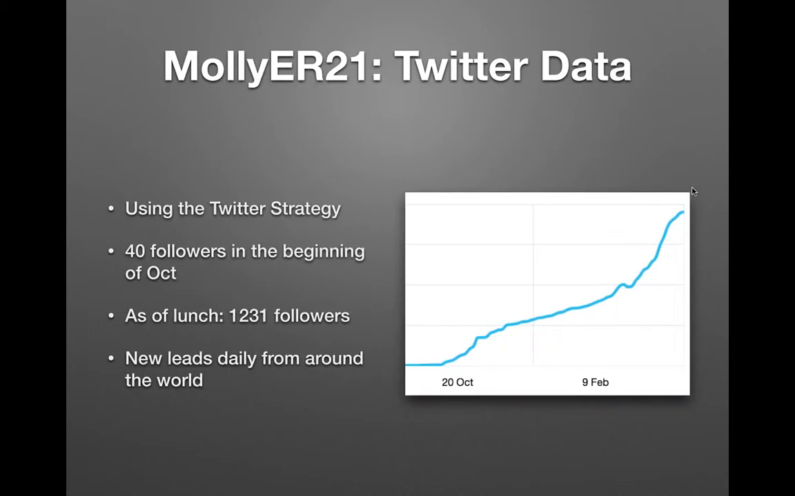And now I'm going to show you a little bit of my Twitter data from my Molly ER21 Twitter account. I use the Twitter strategy that I mentioned before of following other people and posting a lot more content and all of that good stuff. So in the beginning of October, I had about 40 followers. And as of lunch today, I had about 1231. And I get new leads daily from around the world. I meet people I would have never met. I meet people locally that I would never have met through Twitter. And it's just a great resource and reach.